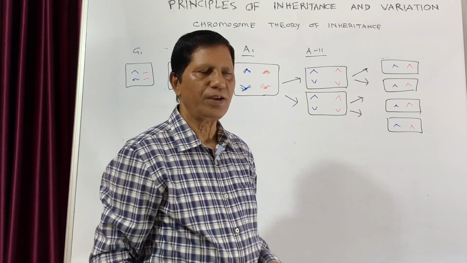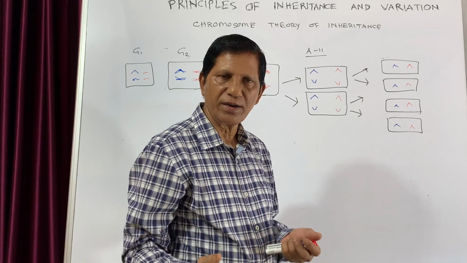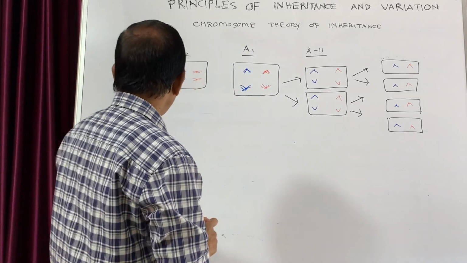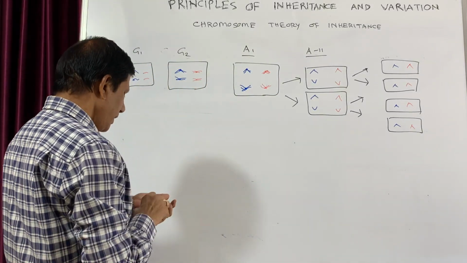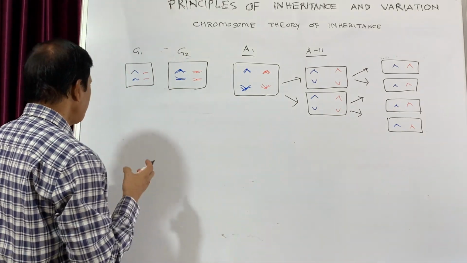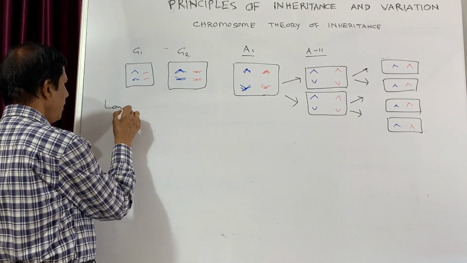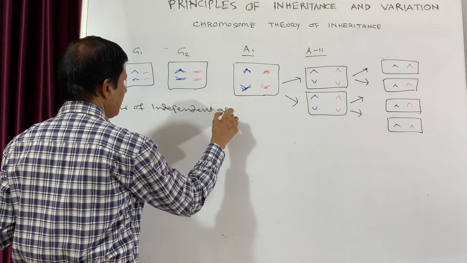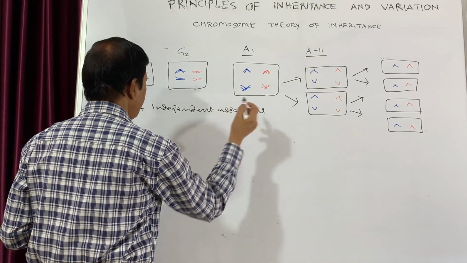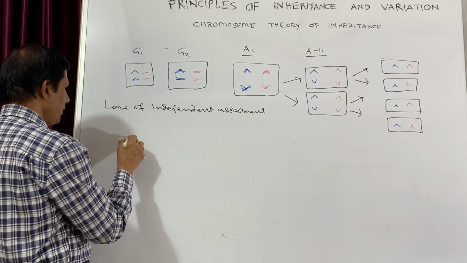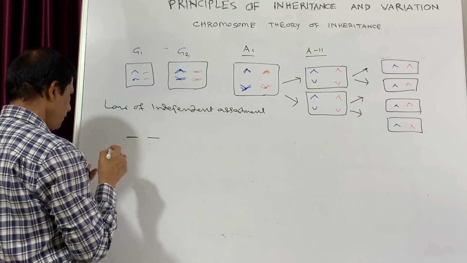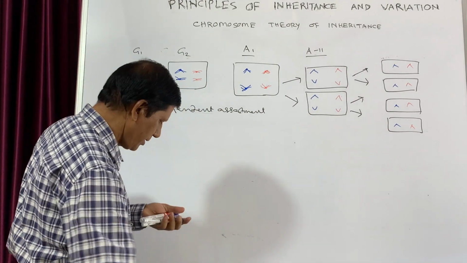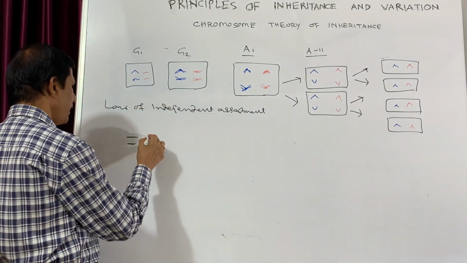Now let us discuss the next one, that is how the chromosomes are obeying Mendel's law of independent assortment. When we discuss that one, this is more interesting. Suppose now we'll discuss the law of independent assortment, how the chromosomes are behaving at this stage. Suppose there are two chromosomes, and the other homologous pair is this one.